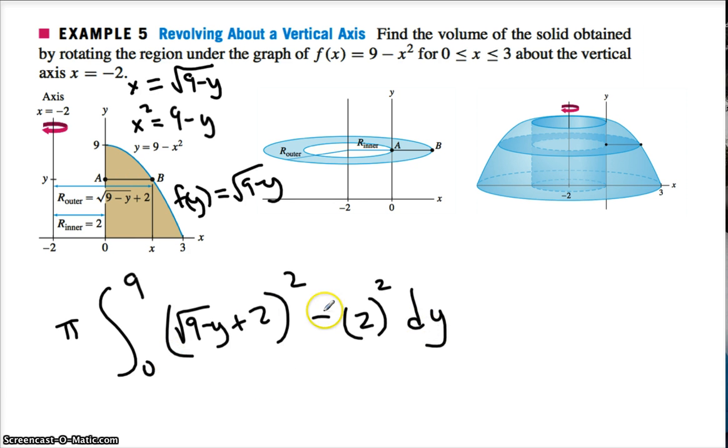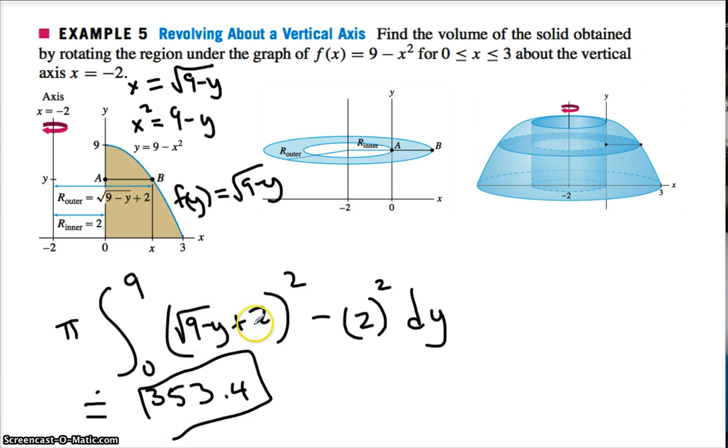At this point, it's all expanding, simplifying, calculating antiderivatives, and substitution here. So I'm going to leave this as an exercise for you, and I'm going to get out my graphing calculator, and I'm going to work it out, and I'll tell you what the answer is. So working this out, I get approximately 353.4. If you're doing it by hand, you have to expand this, and it takes quite a lot of work here. Using a graphing calculator saves you some time, and hopefully you got that result as well.